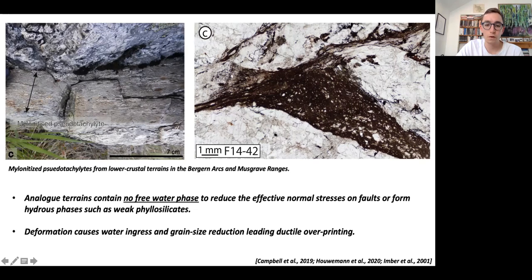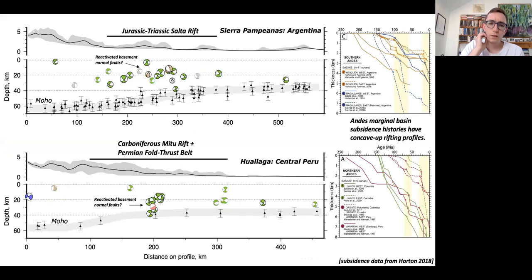these types of rocks. But when we look at observations of areas where there are currently lower crustal earthquakes along the eastern margin of the Andes, these are also regions that have undergone a protracted history of rifting and shortening. So this is a cross-section of earthquake depths from the Sierra Pampeanas in Argentina, and a swath of earthquake depths from the Huallaga Basin in central Peru.